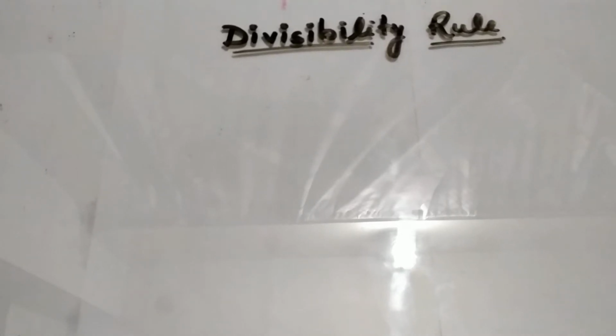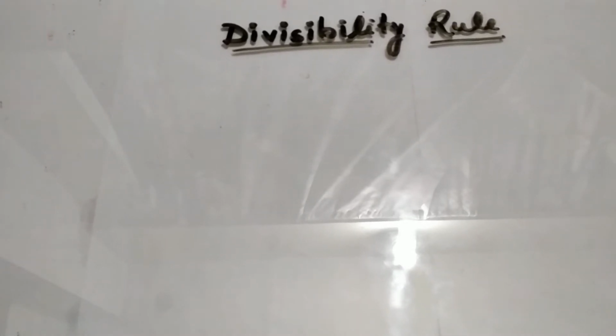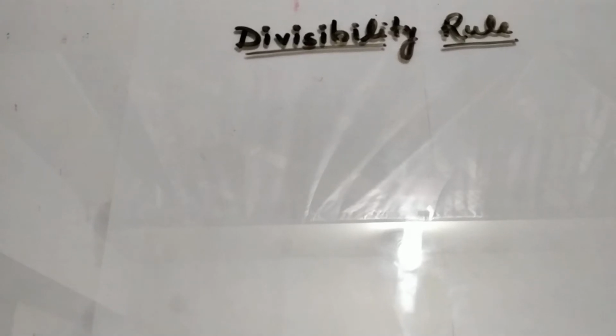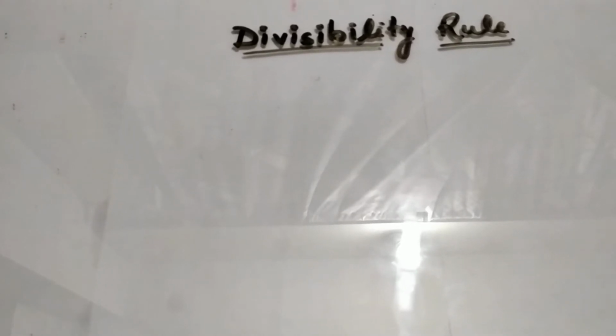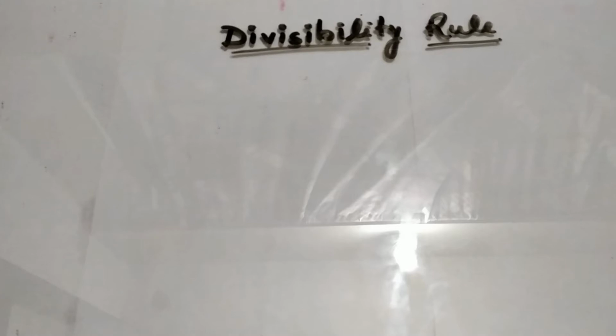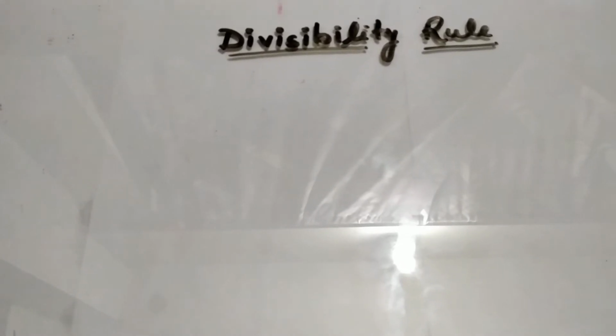Hello students, today we are talking about divisibility rules. We start with 1. Actually, 1 divides every number, so we never write a rule for 1. And 0 is the only number which is divisible by every number. Both are different: 1 divides every number, and 0 is divisible by every number. 0 is the quotient for every number.